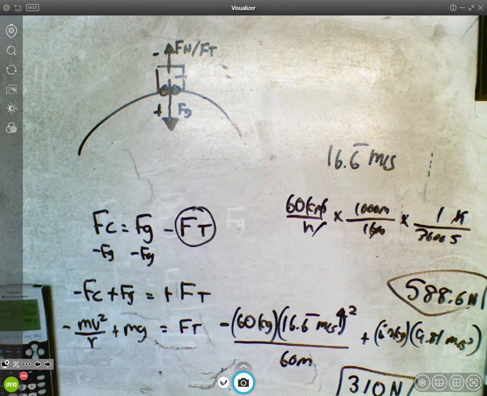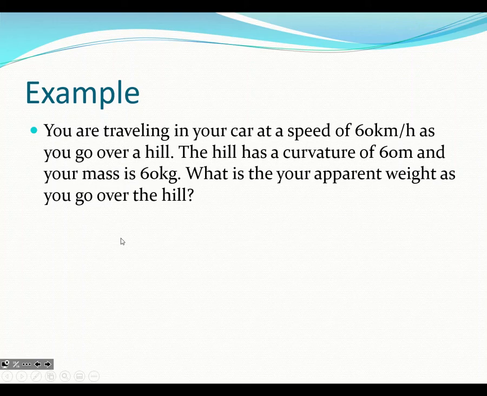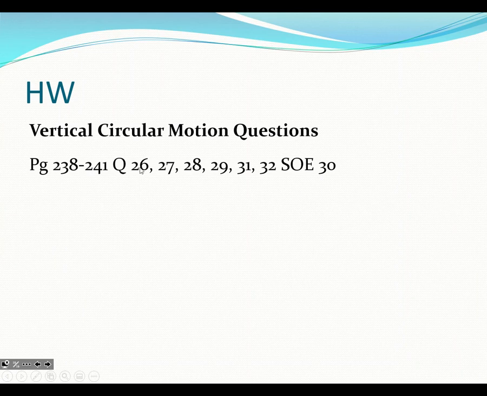Okay, those are the questions. They're all really similar in the homework. This is a homework, it's not very many, 1, 2, 3, 4, 5, 6, 7 questions. Give those a go. If you have any trouble, let me know and I can help you.